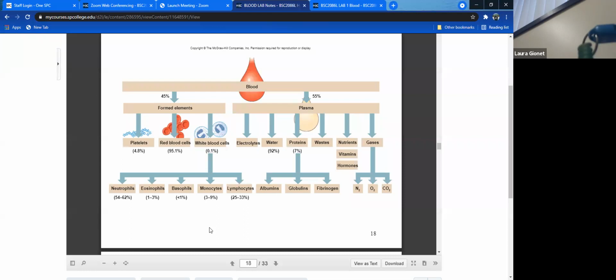Monocytes, they phagocytize really anything. They're garbage collectors. Lymphocytes are the T cells and the B cells. They are active in what's called specific immunity. Eosinophils respond to parasites and produce antihistamines. Basophils produce histamine and heparin. So be able to compare and contrast them functionally.